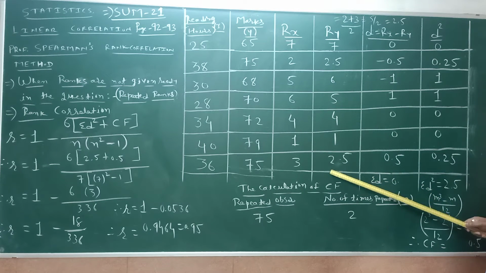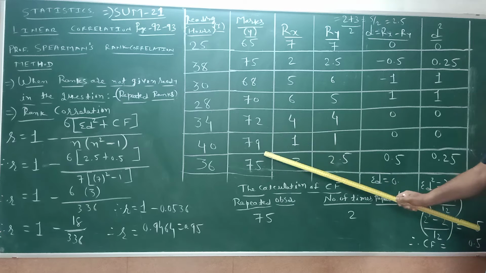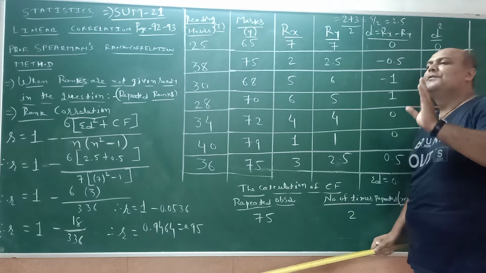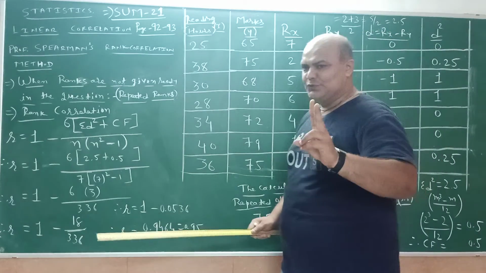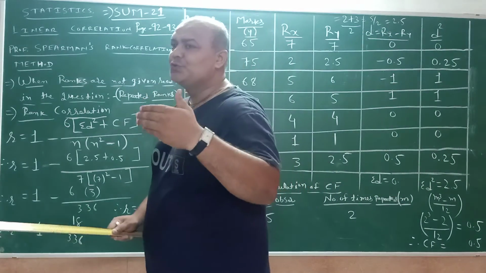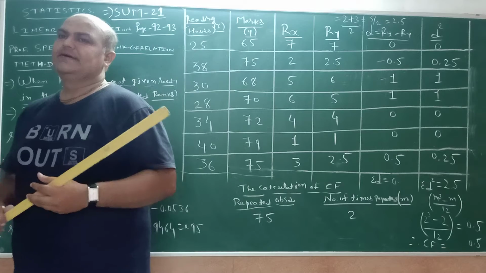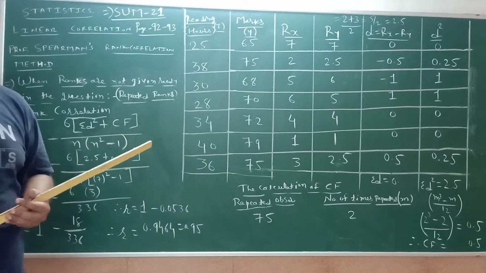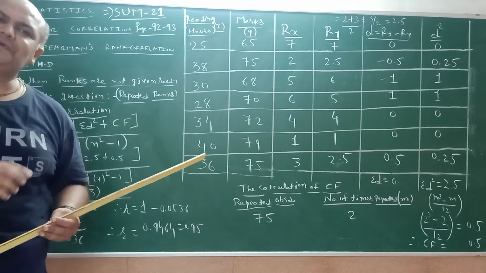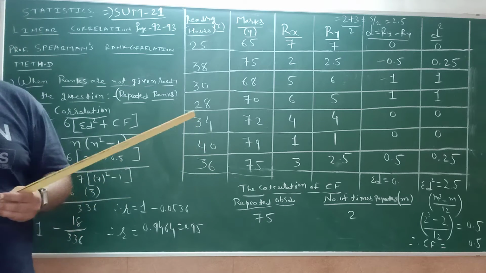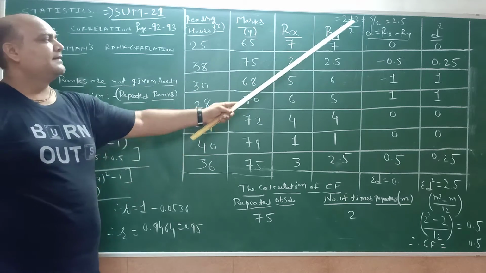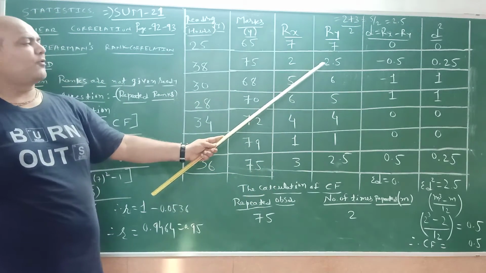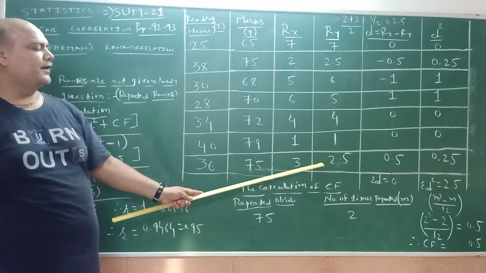Clear, students? First rank is 79. After that it comes 75, but 75 is 2 times, so rank 2 plus rank 3 divided by 2. Whenever there is a tie or repeated observations, we have to do the calculation like this. So 2 plus 3, that is 5, divided by 2, is 2.5. Both the numbers are provided 2.5 and 2.5.